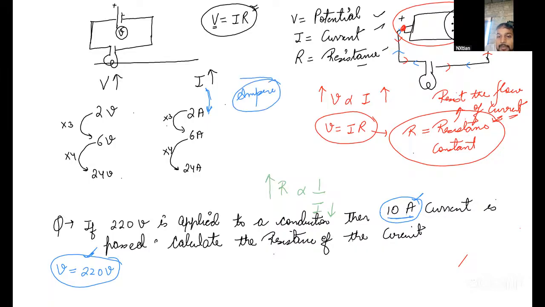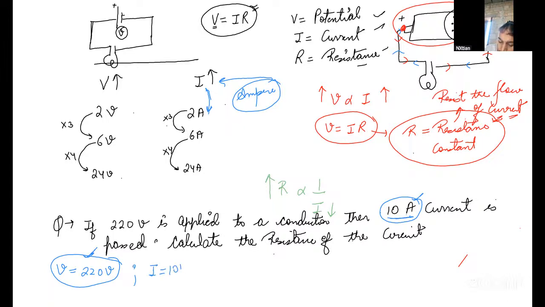For example, if I say 7 ampere, it means 7 units of current. Like meter is the unit of length, in the same way the unit of current is ampere. So I is given, which is 10 ampere.